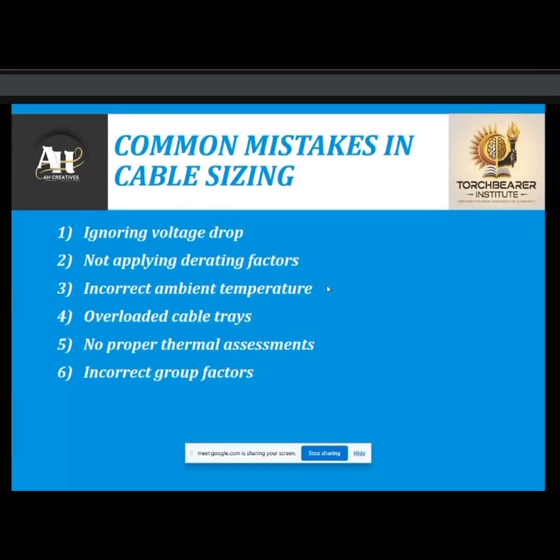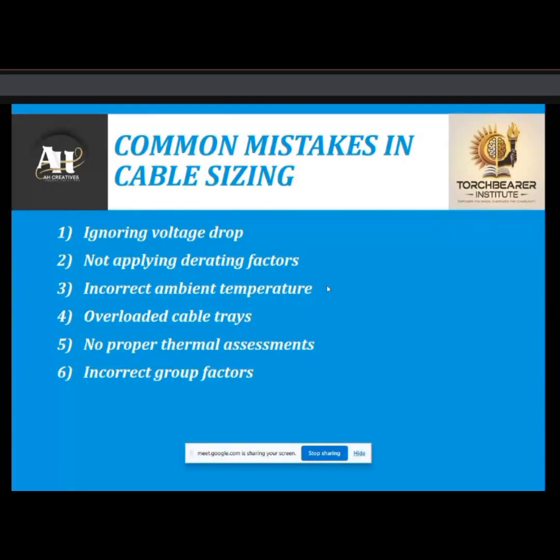Then the next is not applying derating factors. If any designer doesn't apply the derating factor of the cables, it will definitely impact the size of the cables, the performance of the power plant, and the equipment safety.